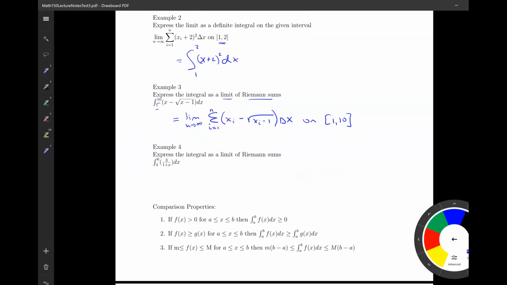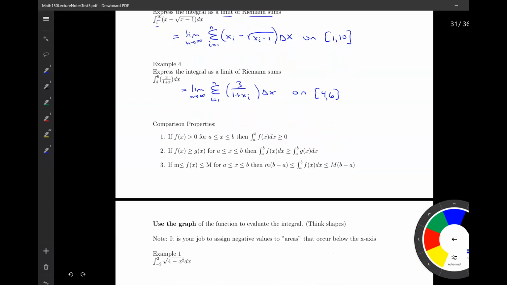All right, one more time. So the limit as n goes to infinity of the sum, i equals 1 to n, the height of the rectangle will be 3 over 1 plus x sub i, times delta x, and again you put the 4 to 6 on the side.